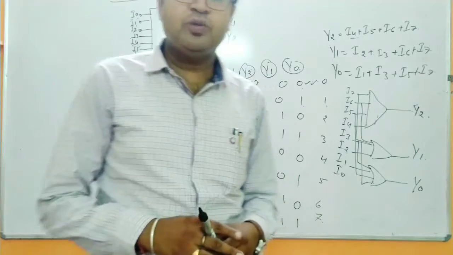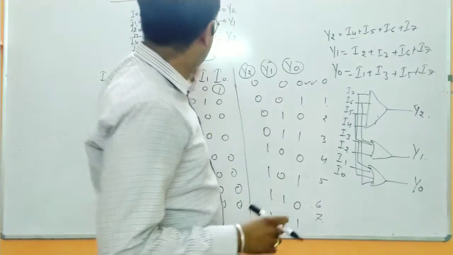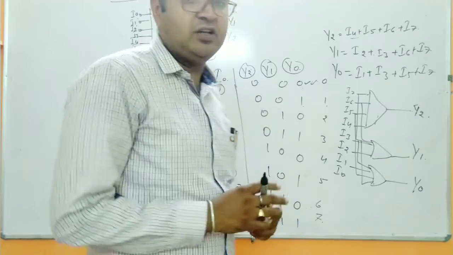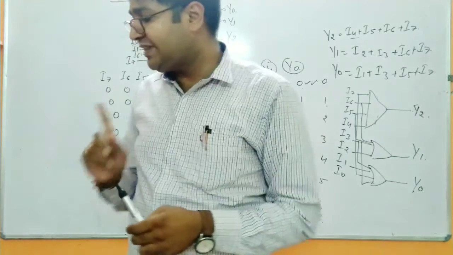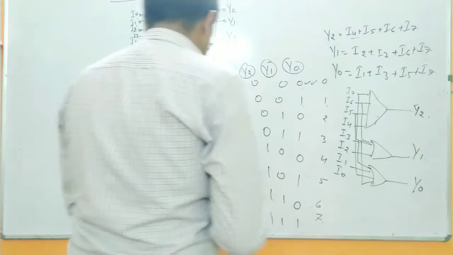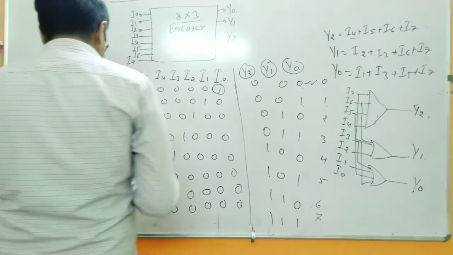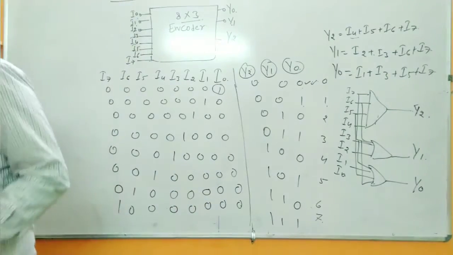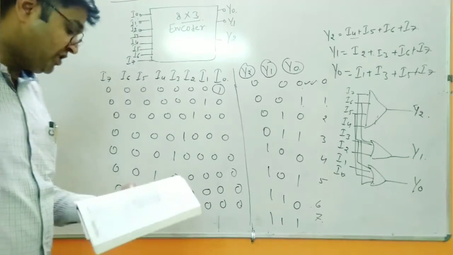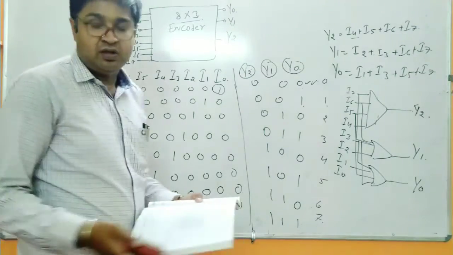This is how you are going to implement the simple logic representation of this octal to binary encoder. Now we will talk about the second encoder, which is the BCD to binary encoder, or decimal to BCD encoder. In this next encoder, the same information will be provided, but the output will be changed.